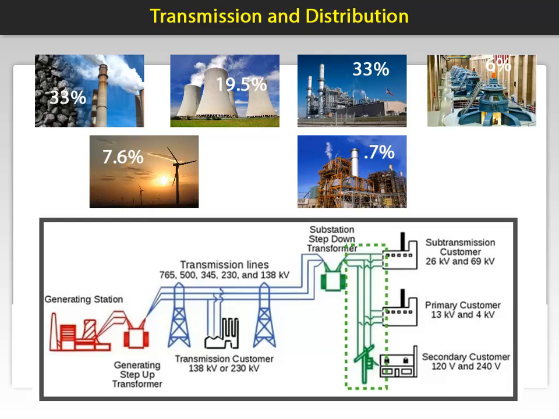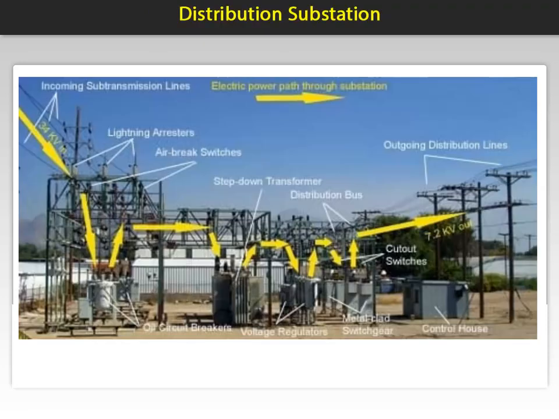These voltages include 26 and 69 kV for the sub-transmission customer, 4 and 13 kV for what is considered a primary customer, and 120 and 240 volts for the secondary customer. From this point the power is distributed as needed through these facilities. Distribution substations provide a convenient place along the distribution system for maintenance, checkpoints, and power line adjustments.